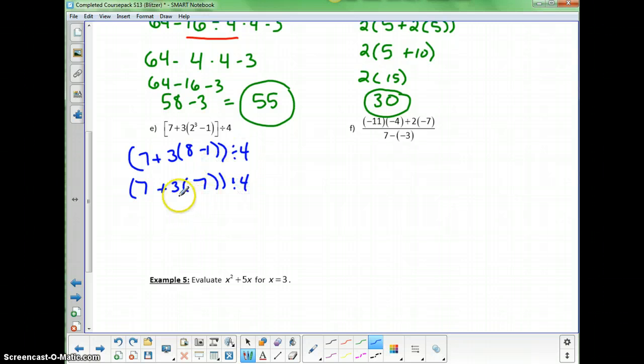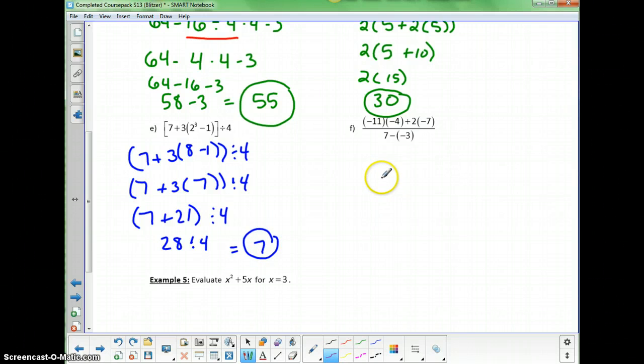Alright, and then we have an addition and a multiplication. Do the multiplication first. So it's 7 plus 21 divided by 4. 7 plus 21 is 28. And we're finally ready for that division. 28 divided by 4 is 7.